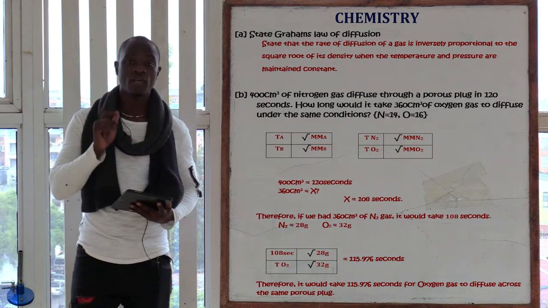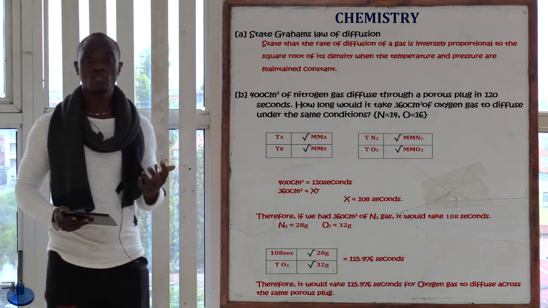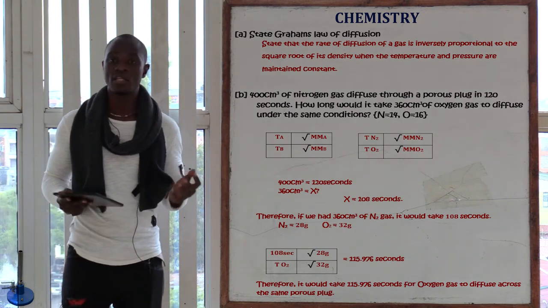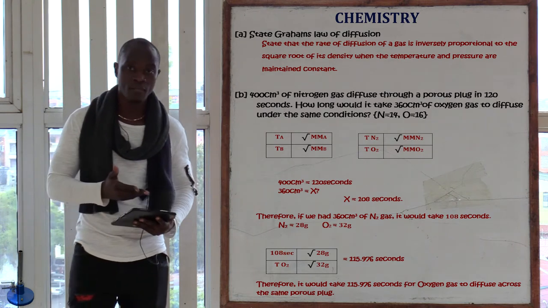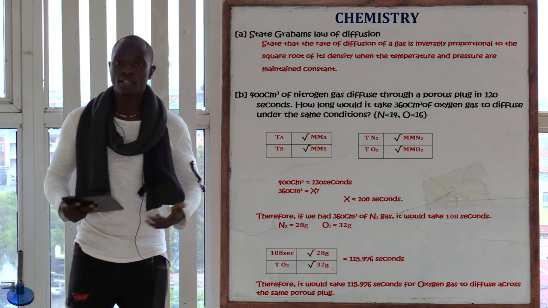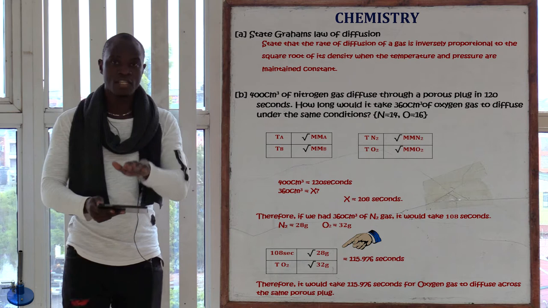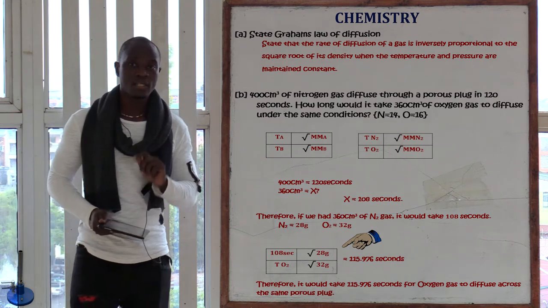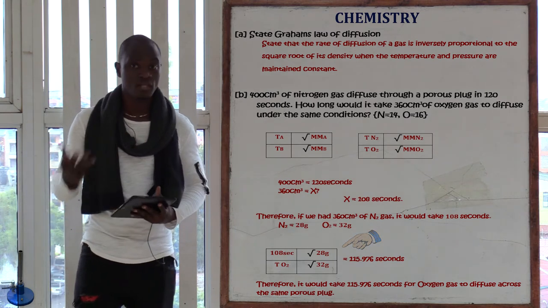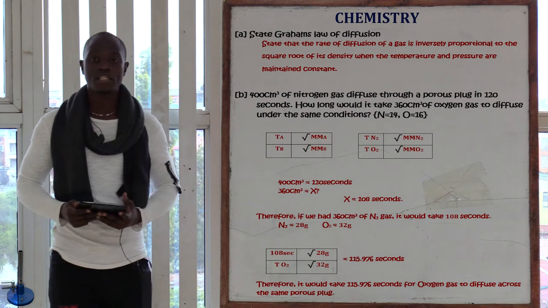So now we have the time for nitrogen under the 360 centimeters cubed. Since we have these values, we continue with the formula. The formula, remember, is the time of nitrogen gas divided by the time of oxygen gas, equal to the square root of the molecular mass of nitrogen gas divided by the square root of the molecular mass of oxygen gas. Now let's substitute everything. The time for nitrogen at the same level of oxygen, 360, is 108 seconds, divided by the time taken for oxygen, equal to the square root of the molecular mass of nitrogen, which is 28, divided by the square root of the molecular mass of oxygen, which is 32 grams.